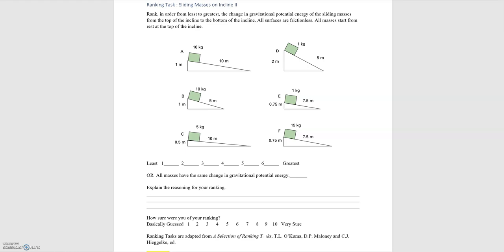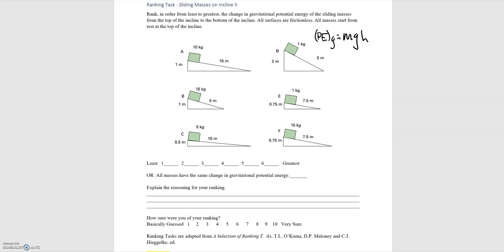So in this video, we'll be going over the ranking task example where we have blocks on different inclines. What we're asked to do is to rank their gravitational potential energies. So let's start off by reminding ourselves what the gravitational potential energy is. That's equal to mgh, where h is based off of some baseline value. And so that's going to be our first task.